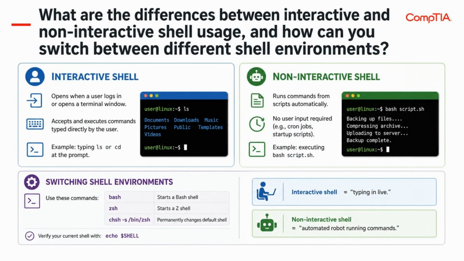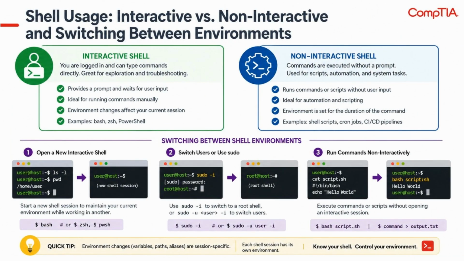An interactive shell opens when you log in or open a terminal, accepting commands you type directly, like ls or cd at the prompt. A non-interactive shell runs commands from scripts automatically, with no user input, like cron jobs or startup scripts. To switch environments, bash starts a bash shell, zsh starts a z shell, and chsh -s /bin/zsh permanently changes your default shell. Verify with echo $SHELL. Think of interactive as typing live, and non-interactive as an automated robot running commands. Here's what switching between shell environments actually looks like in the terminal. Notice the prompt itself changing to reflect the active shell.